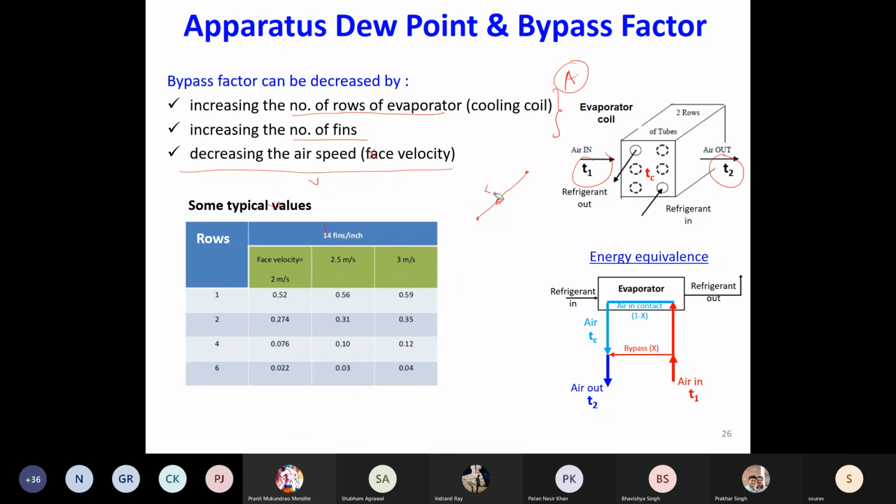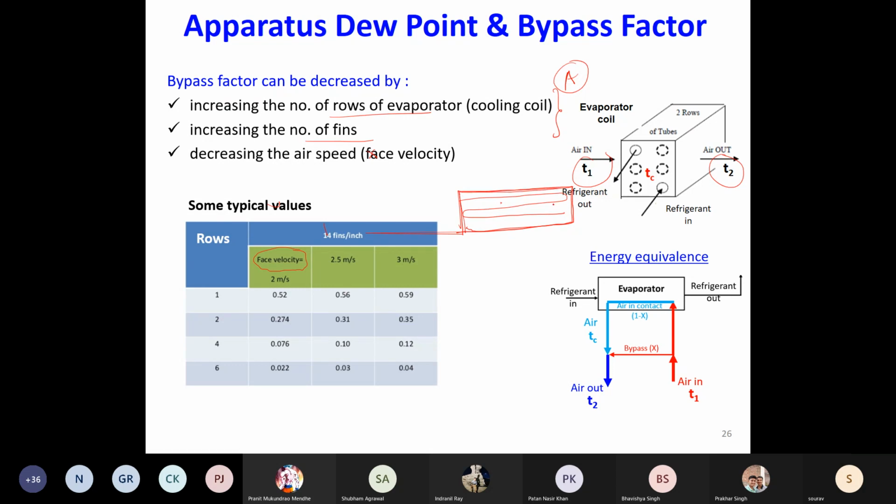Of course, once you have designed your heat exchanger, you cannot change the number of rows and number of fins. So what you can control in an actual air conditioning system is the airspeed. The airspeed here is written as face velocity. Now, where to measure the airspeed? Should I measure it in between the coils, or should I measure it outside the coils? What this face velocity signifies is whatever the airspeed is, it has to be averaged over the entire area across which it is flowing.